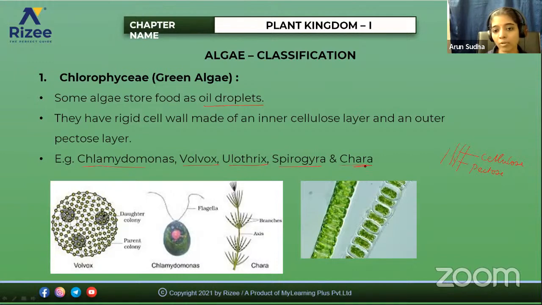These are examples for green algae. Volvox forms colonies, and Chlamydomonas has flagella. These green algae have the main pigments chlorophyll A and chlorophyll B, and also beta carotene and some carotenoids. So they are similar to those of the higher plants.